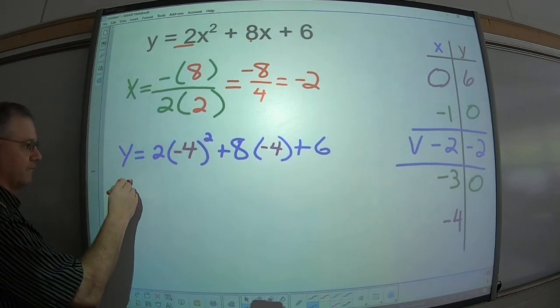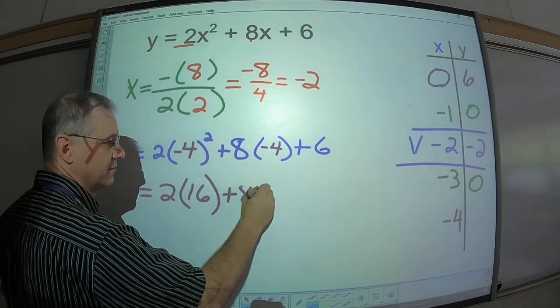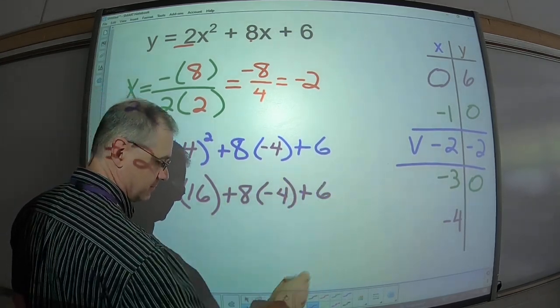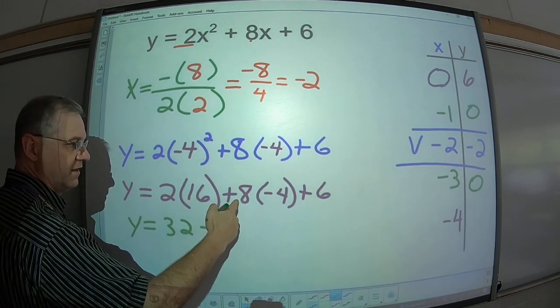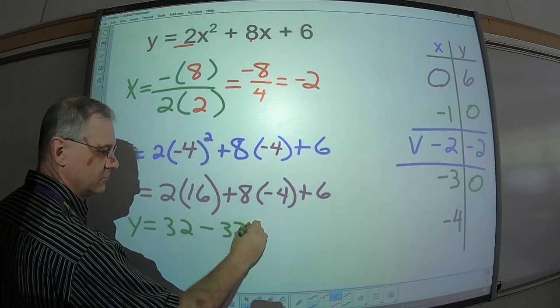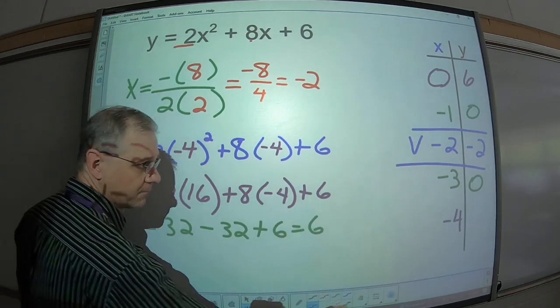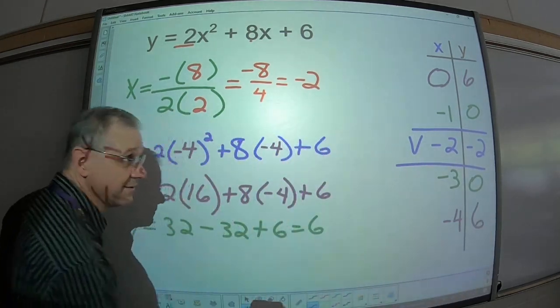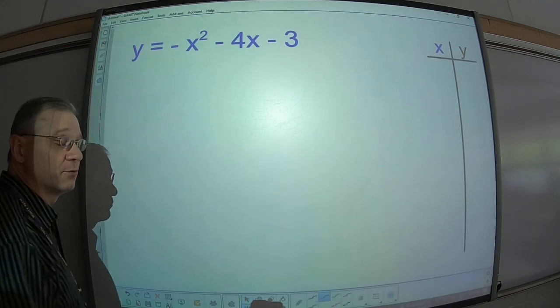-4. 16 is -4 squared. 2 times 16 is 32. 8 times -4 is -32 plus 6. Well, these two cancel each other out, just giving me 6. So there you have it, 5 points. You give this one a try: pause it, find the vertex, unpause it just to make sure, then find the 4 other points that you need, and then see what we come up with.